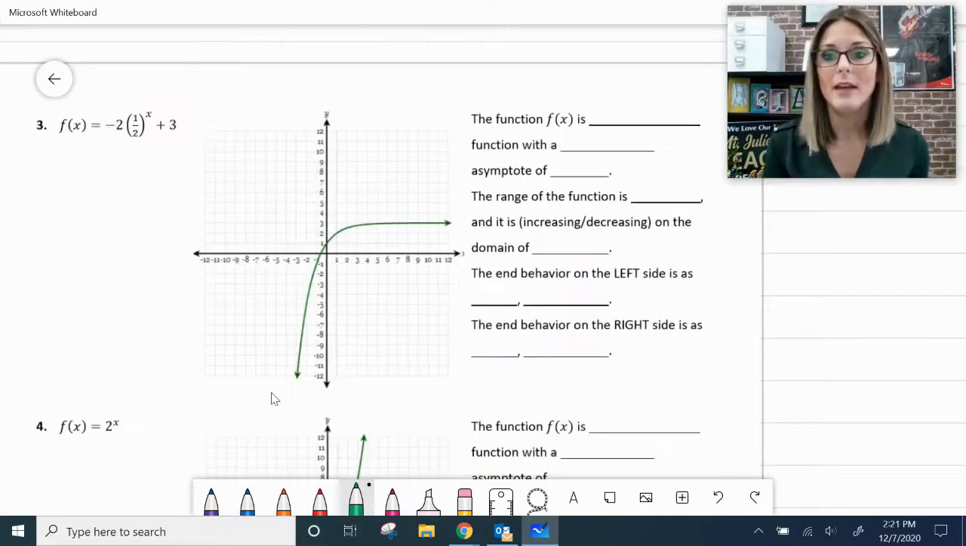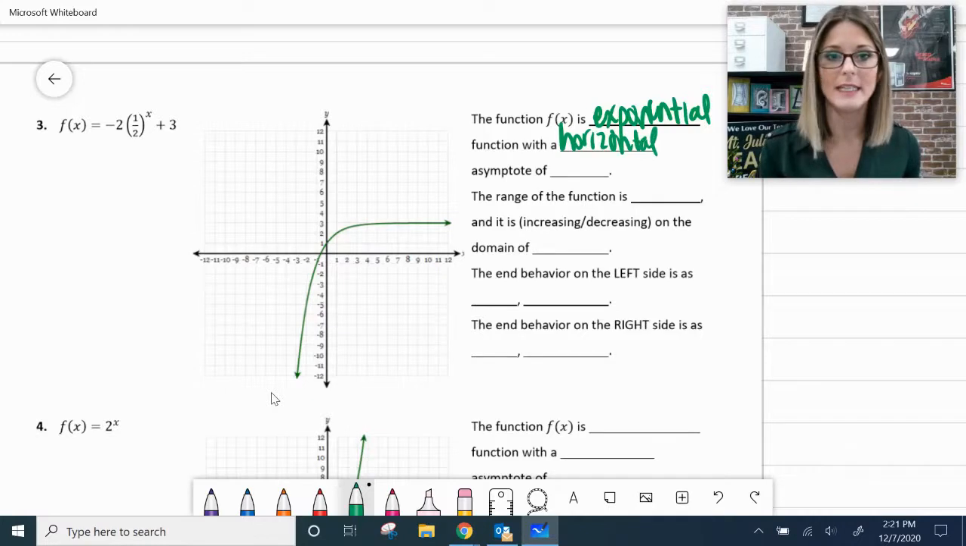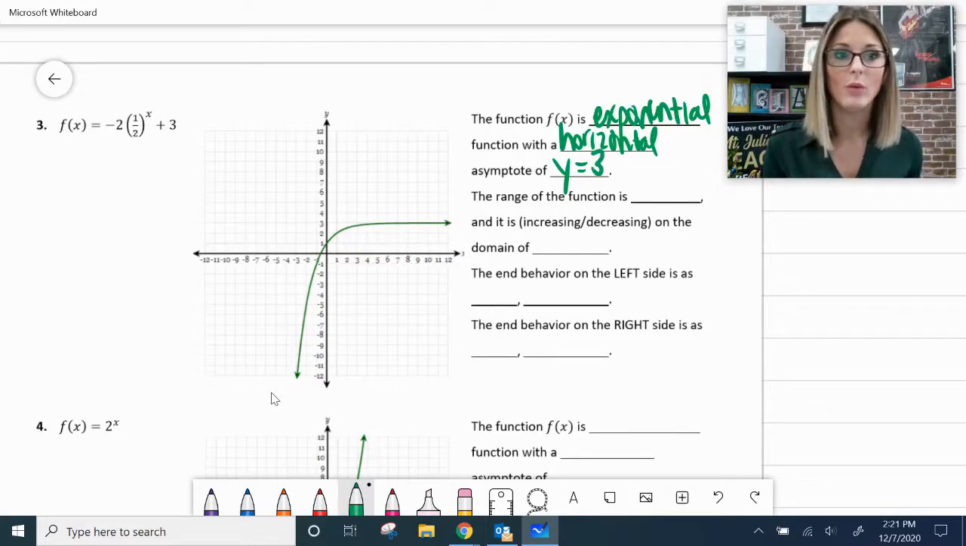Okay. All right, number 3, you have your function, you have your graph. The function is exponential. I know because my x is my exponent, with a horizontal asymptote. I can see I have an invisible horizontal line that my graph is flattening off at, getting closer and closer to, of y equals, what is it getting closer and closer to? 3, which is also the last number on the function.